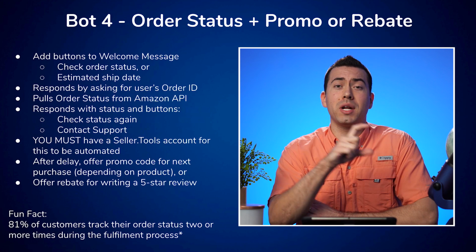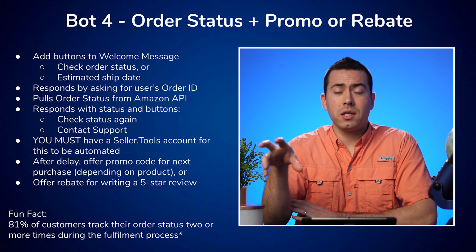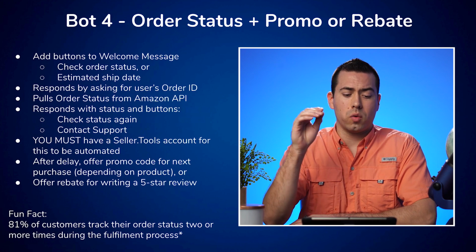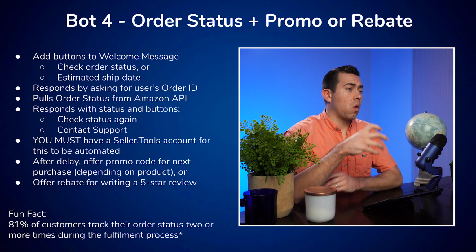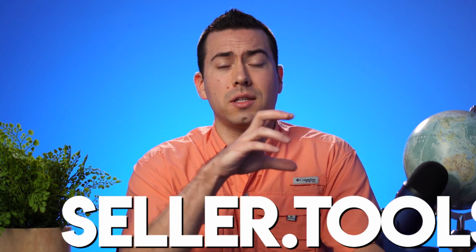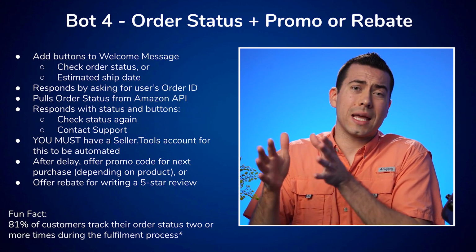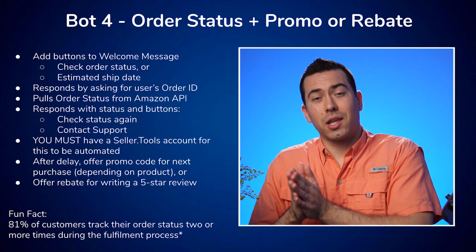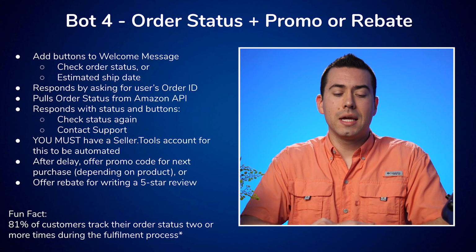Basically what you want to do is you can put it as a welcome message or in your menu or in a certain part of your Messenger bot flow where it can be check order status or estimated ship date and things like that. And using this software called seller.tools, that's going to connect the API. So basically you're connecting your ManyChat with your seller.tools account, which is connected to your Amazon seller account. So it's all through API and it's all instantaneous.